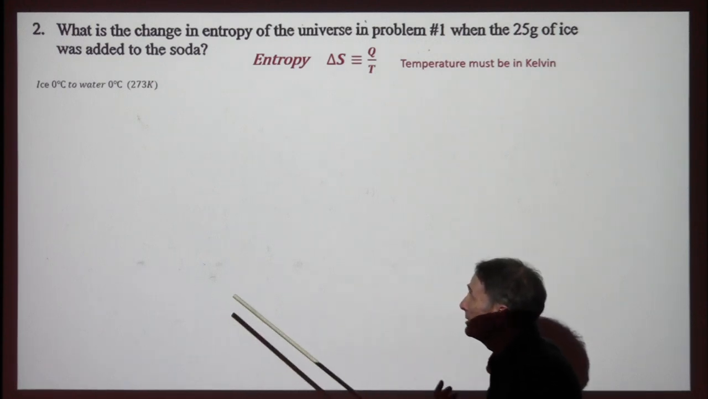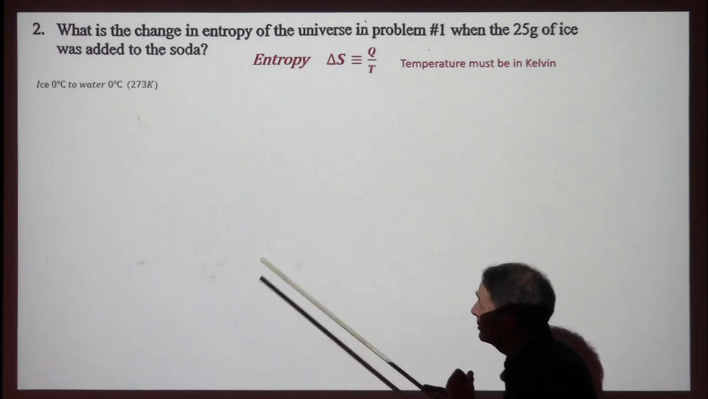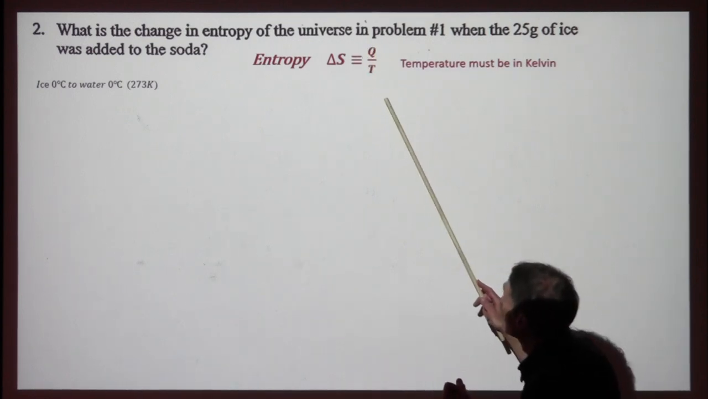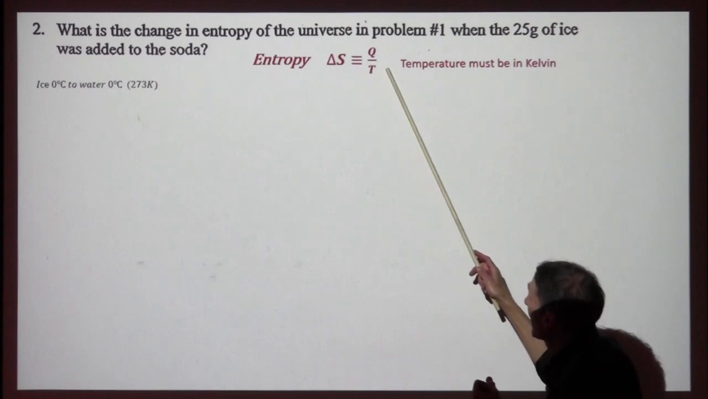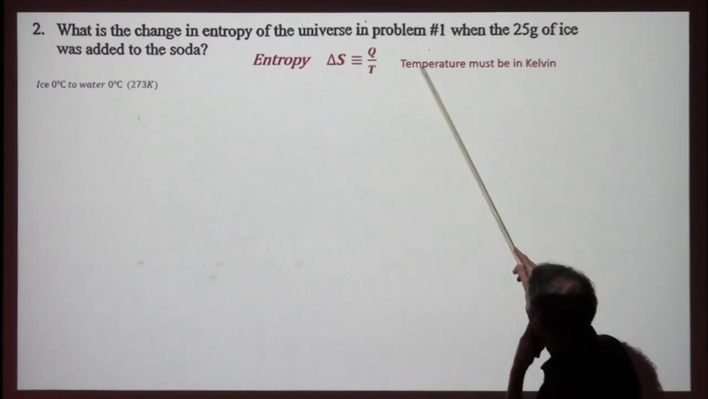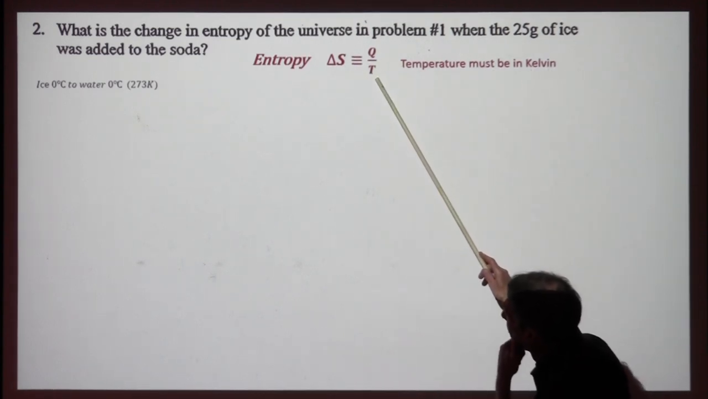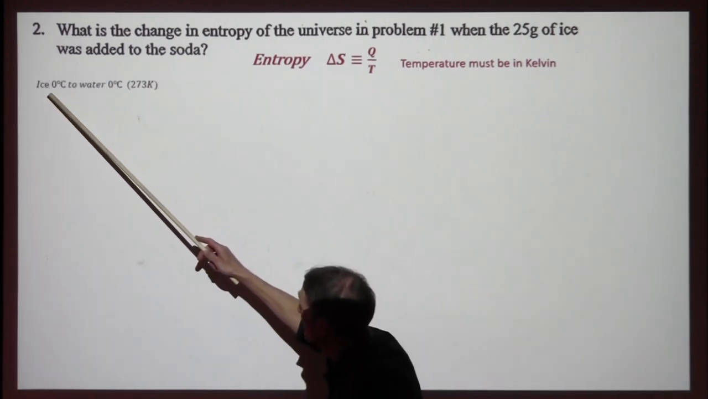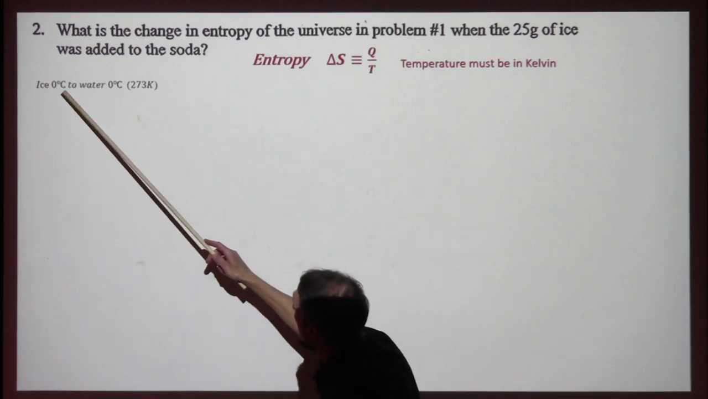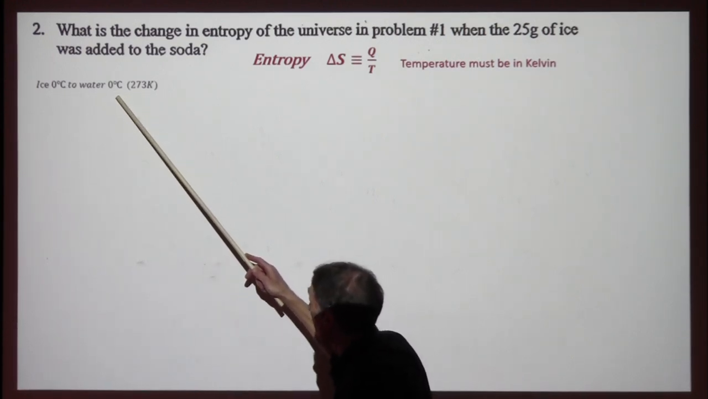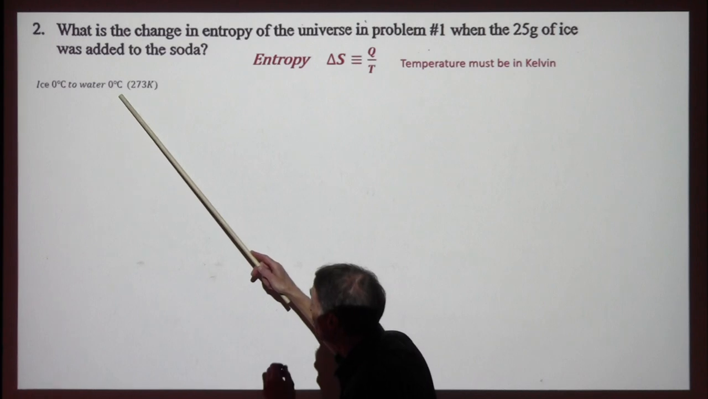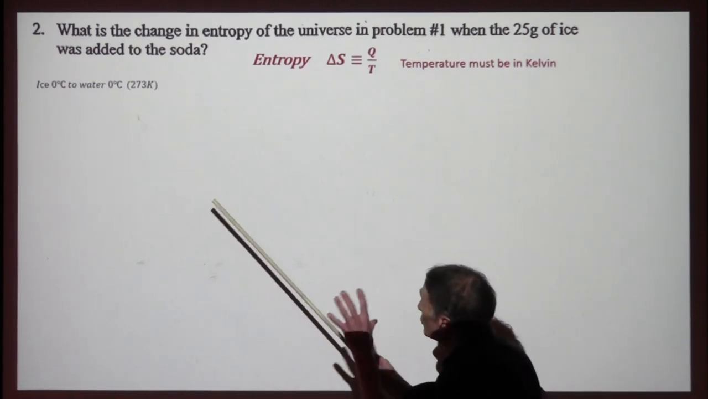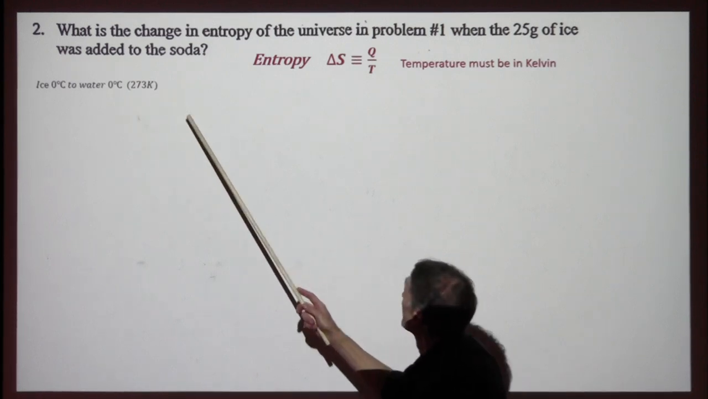Now, we have a number of things exchanging heat. Each exchange of heat has a Q associated with it and some temperature at which it happens. Oh, by the way, this temperature must be in Kelvin in order for this to work. So we're going to start with the first thing, where we take the ice at 0 degrees and melt it just to water at 0 degrees. It's not going to undergo a change in temperature. It's going to stay at 273 K during this entire process.